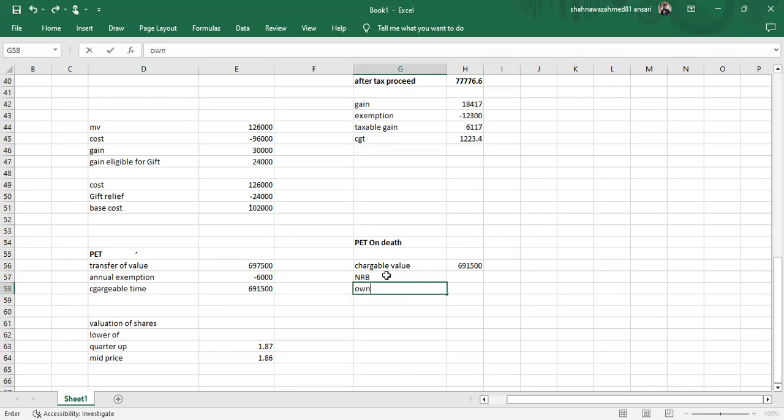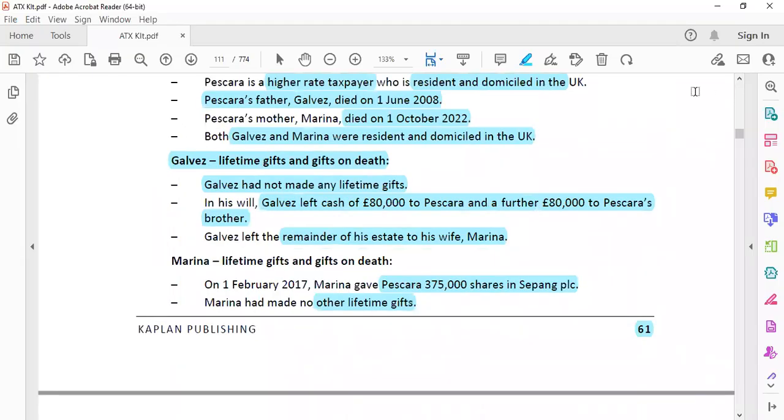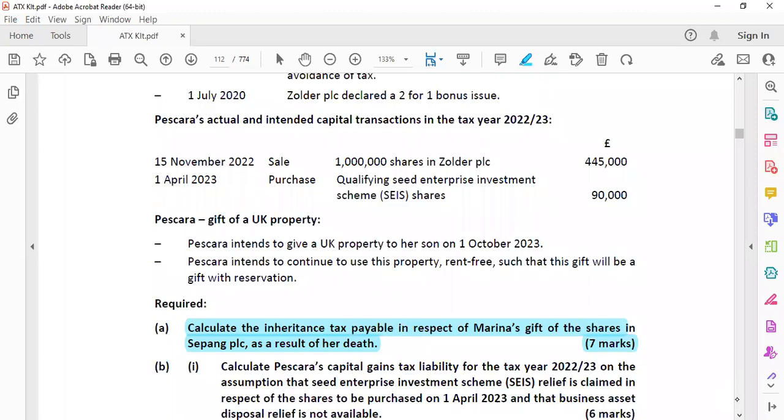So Marina's own NRB, let me work it out here. NRB own 3,25,000, unused from her husband. Let's calculate unused. So her husband has given two gifts worth 1,06,000. NRB was, let's see the Galvez information. Galvez had not made any lifetime gift, left cash of 80,000 to Pescara and 80,000 to her brother, total 1,60,000. And what about the Galvez nil rate band?